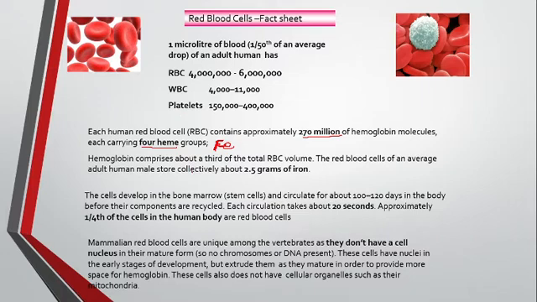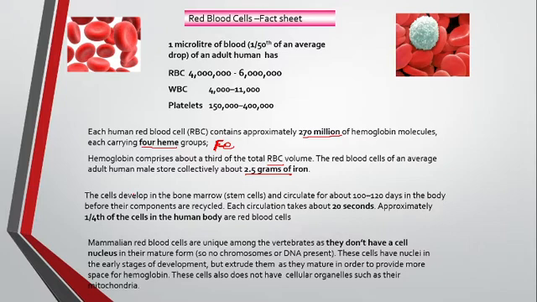Hemoglobin comprises about a third of the total RBC volume. The red blood cells of the average adult human male collectively store about 2.5 gram of iron. You know how important iron is for our body. That means we require a large amount of iron to prepare hemoglobin.